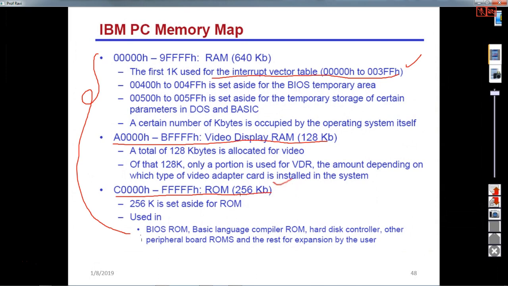Right, so this is for BIOS ROM, basic language compiler ROM, hard disk controller, other peripheral board ROMs, and other test expansion by the users. So IBM PC uses address mapping like this. So after finishing this lecture, if you try to see any advertisement for the computer which you have to buy, then they will be mentioning these addresses kind of thing.